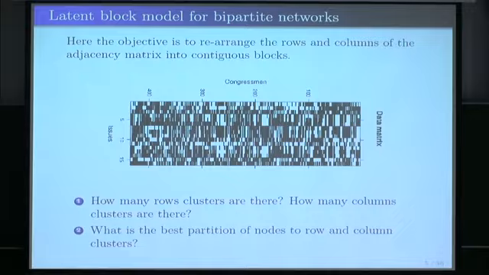It's a joint clustering of rows and columns, sometimes known as biclustering, sometimes known as co-clustering. The main questions here are how many row clusters are there? Also, how many column clusters are there? And what is the best partition of nodes to those row and column clusters?